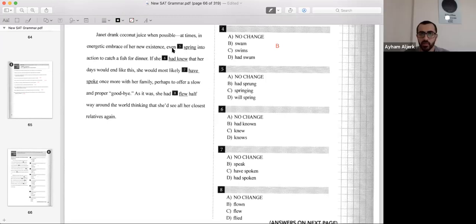So here we don't have another subject. So we can say that this is another verb, spring. So we have to use the ing form here. So springing is correct.